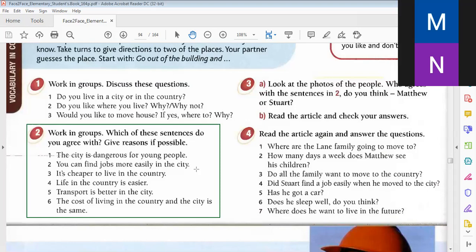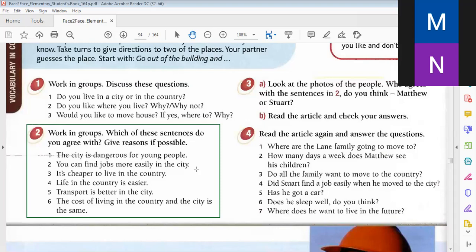Maybe it's harder. But do you agree with this, Media? Do you think it's harder to live in the country? Yes, it's harder. Like from the hospital. Hospital services. Services. Yes, hospital services. They're always better in the city, right?